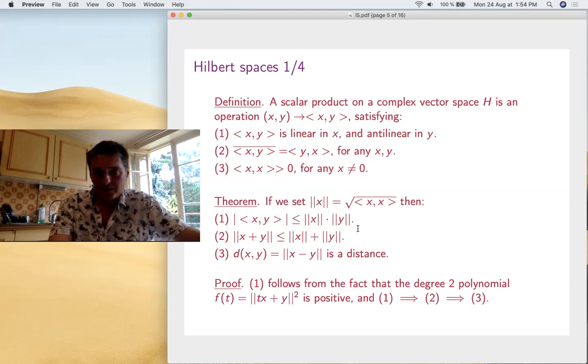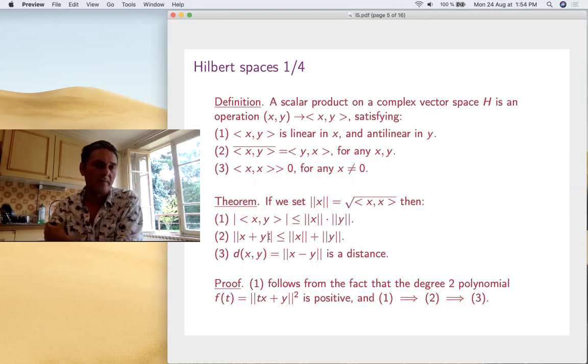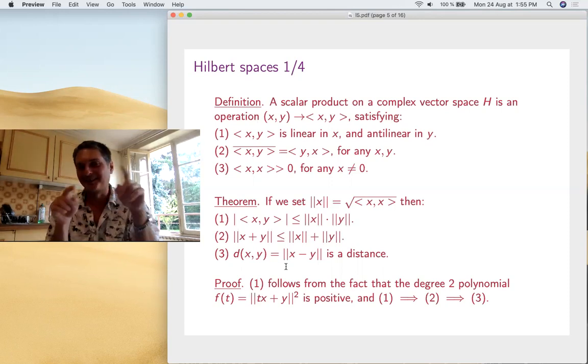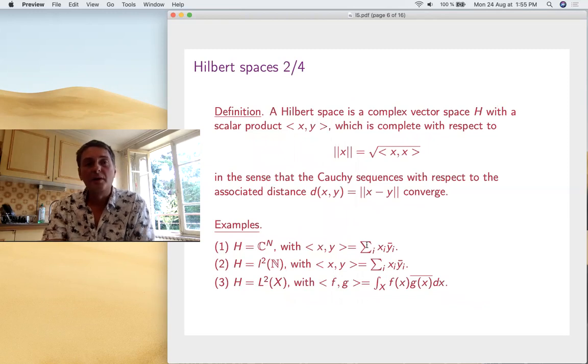Now, out of this, you get right away what is called the Minkowski inequality: the norm of x plus y is at most the norm of x plus the norm of y. And this shows you exactly that if you take the norm of x minus y, that's a distance. I mean, it satisfies the triangle inequality. So very good. Once we have a scalar product, we can talk about distances. So we can talk now about Hilbert spaces.